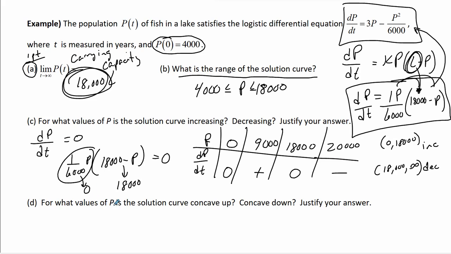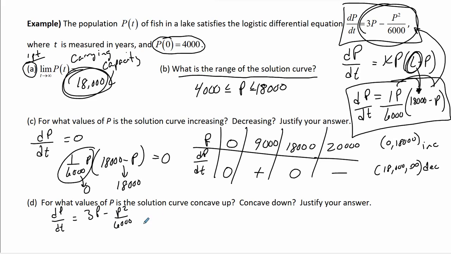Okay, for what values of P is the solution curve concave up, concave down, and justify. Well, concavity deals with the second derivative. So I'm going to find the second derivative. Now in this case, I'm going to come back to the original, dP/dt equals (3P minus P squared) over 6,000. I'm not going to use the one that I manipulated to get kP times (L minus P). I'm going to come back to the original because that's really going to make it easier, right?